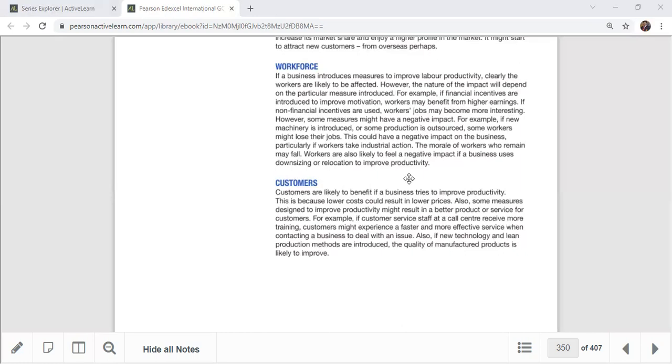Okay. Finally, you can see the customer impact. The impact on customers is really important. So, can you read the customer paragraph?